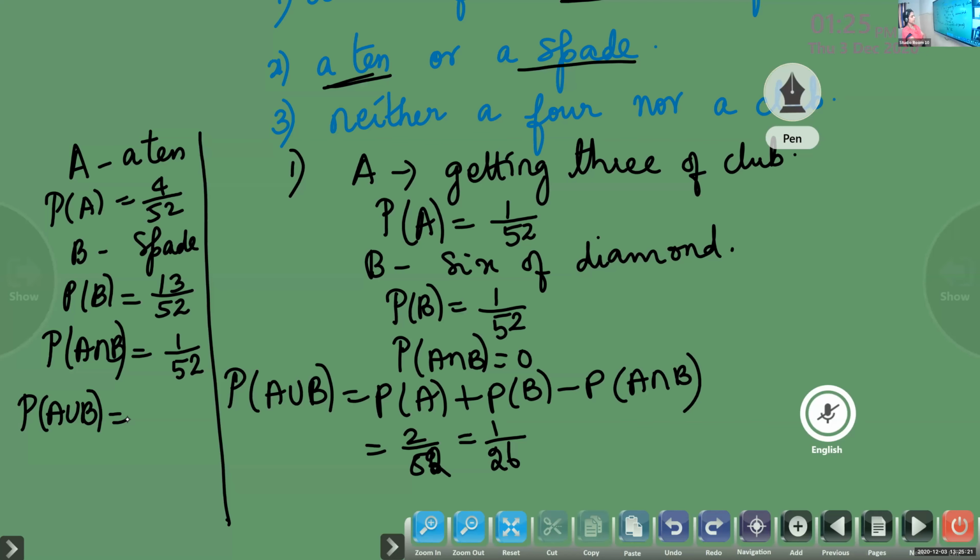What is P of A union B? Aishwarya, 4 by 13. Is it correct, children? Gauri, is the answer correct? Is it 4 by 13? Gayatri? Yes, ma'am. Okay, yes, it is correct, Aishwarya.